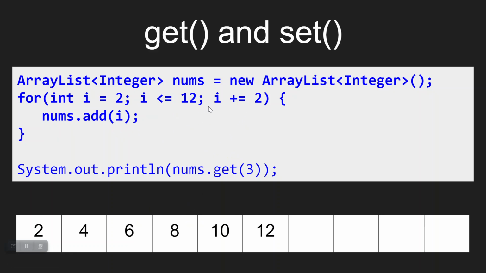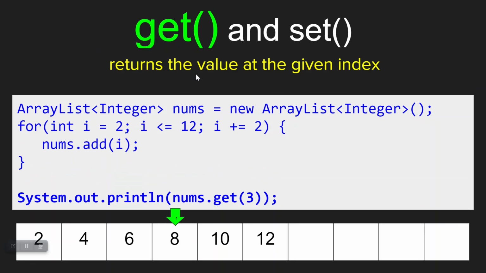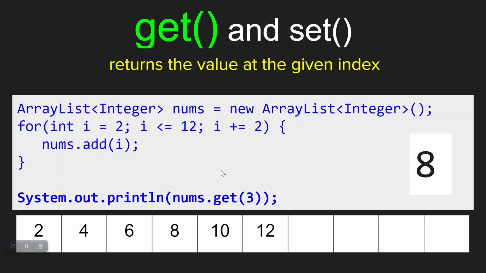And then once i goes up to 14, it is no longer less than or equal to 12, so the for loop would stop. Now we're going to exit that for loop, and we're going to call nums.get(3), and we've got it in a print statement. So let's go ahead and look at what the get method does. The get method returns the value at the given index. So it's going to go to index 0, 1, 2, 3. It's going to see I've got the value of 8 right here. So that gets returned right here, and it's in a print statement. So that means when it prints, it's printing the number 8. And there you go. Pretty straightforward, this one.